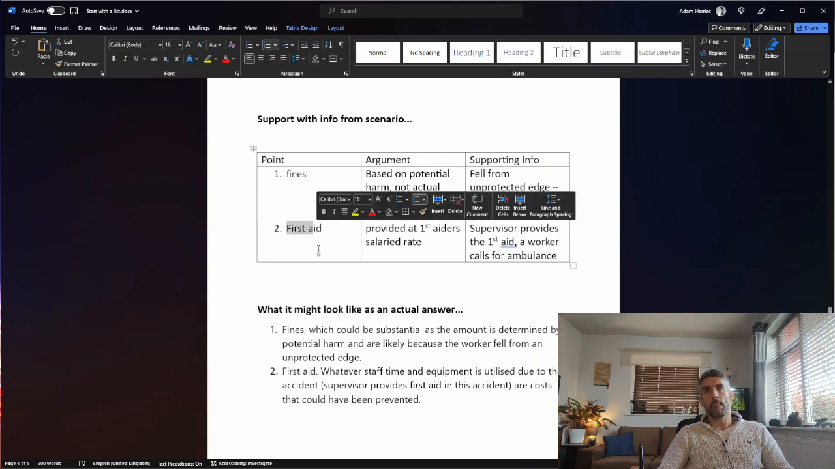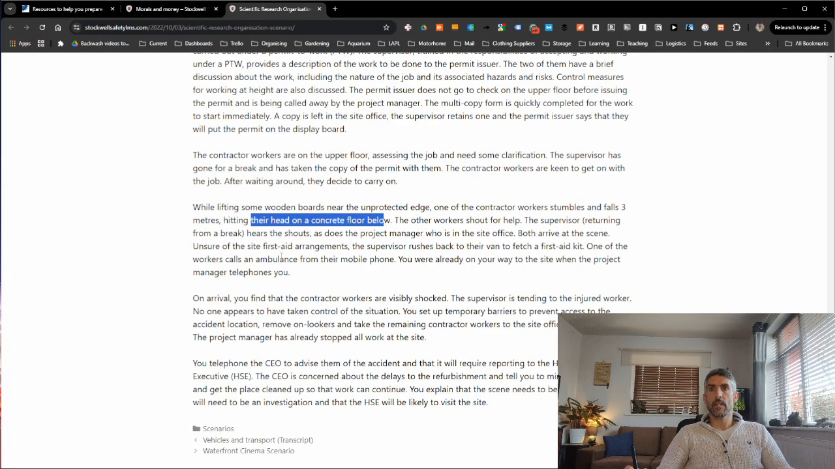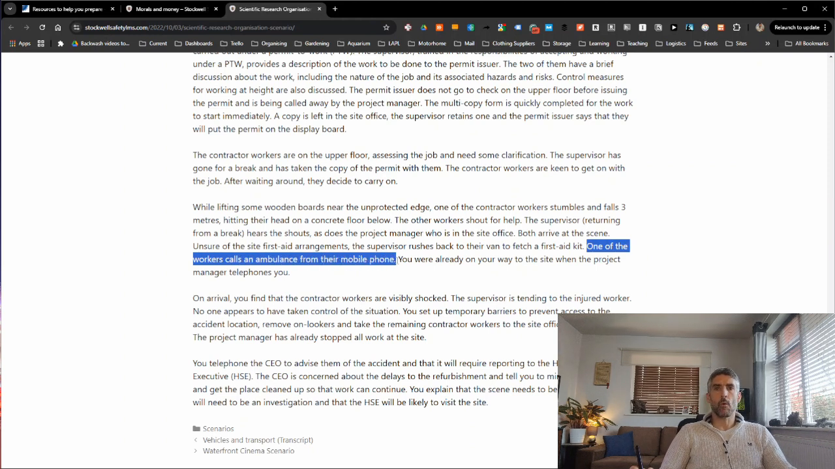We've already said that the first aid is provided at the first aider's salaried rate. The supervisor provides the first aid. A worker calls for an ambulance. This is in the scenario, see, it says here, the supervisor is tending to the injured worker. So it's a supervisor's salaried rate, so they'll be on more. But it's up here where it says one of the workers calls an ambulance from their mobile phone. Getting further medical help is part of first aid.